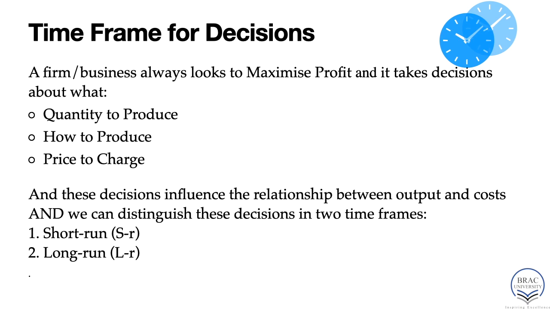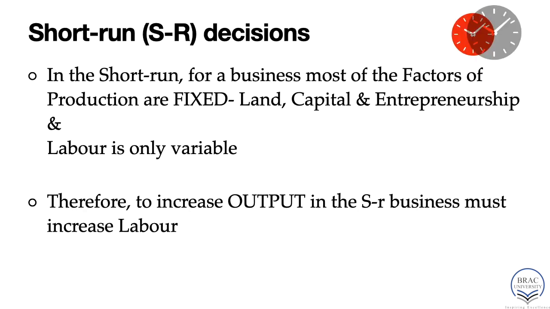We know that it is the best interest of a firm to maximize its profits, and in order to do that, it needs to decide on the product and the quantity and how much to charge for that product. And these decisions are based on two time frames. One, the short-run time frame, and two, the long-run time frame. Let's begin with the short-run time frame first.